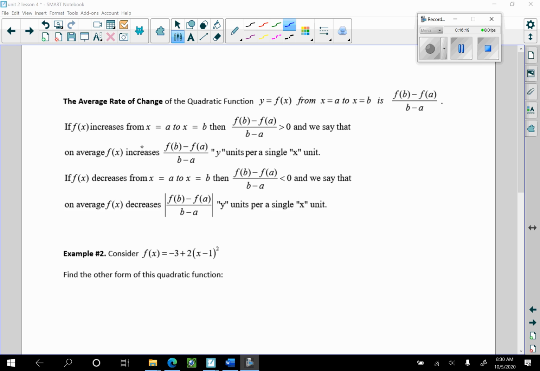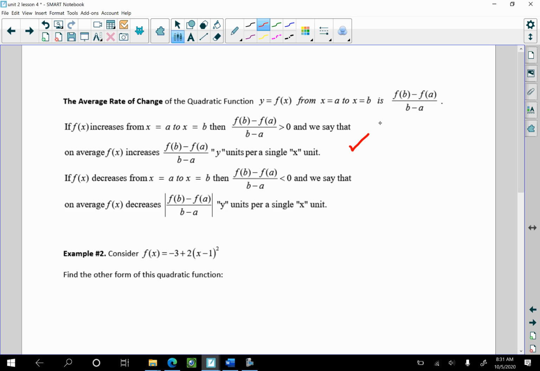If f of x increases from x equals a to x equals b, so if I'm in a spot where the parabola increases, and it will decrease as we saw, then this average rate of change is going to be greater than 0, and we say that on average f of x increases this number y units per a single x unit. We will have multiple examples over this, fear not.